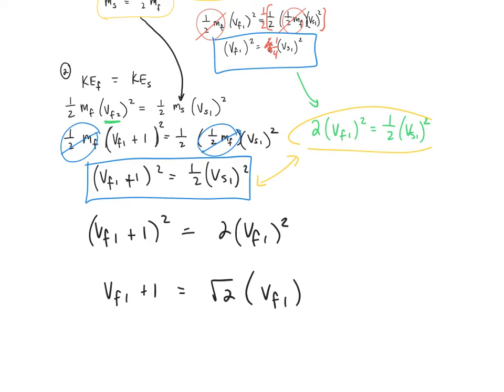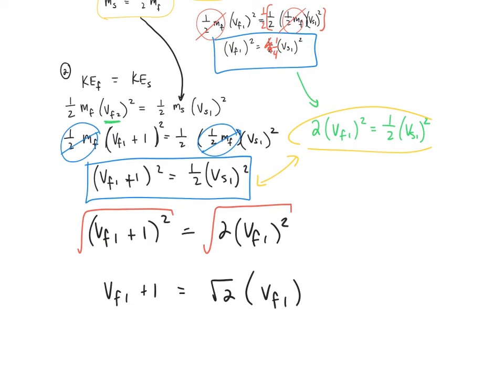And square rooting both sides. By square rooting the left side, it drops the square. By square rooting the right side, it drops this square. And you have to take the square root of the coefficient also, because we're square rooting both sides of the equation. Those red square roots there are being taken on both sides, so the 2 needs to have a radical to it. And then we can solve for VF1.